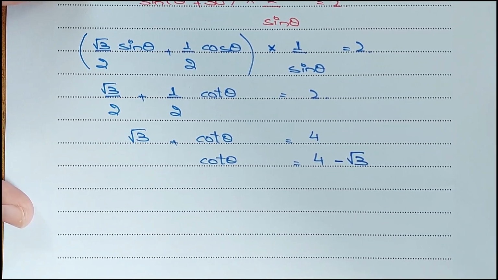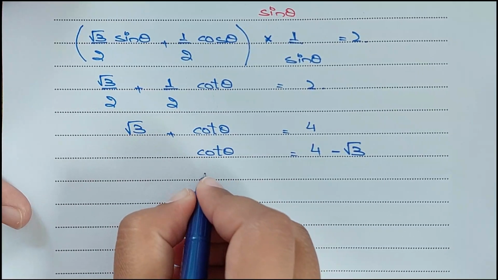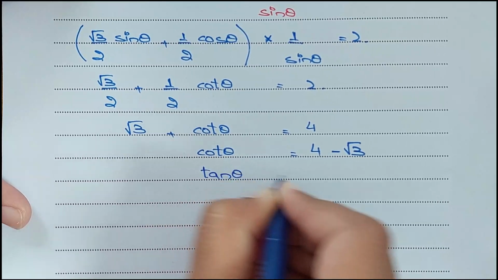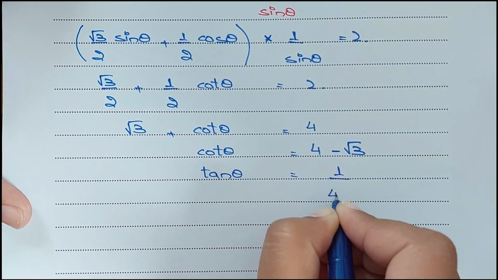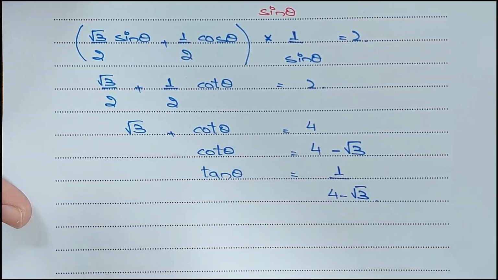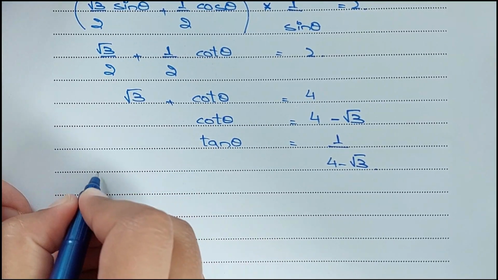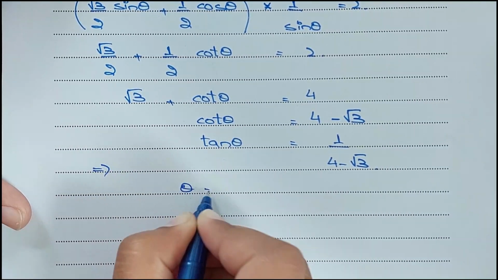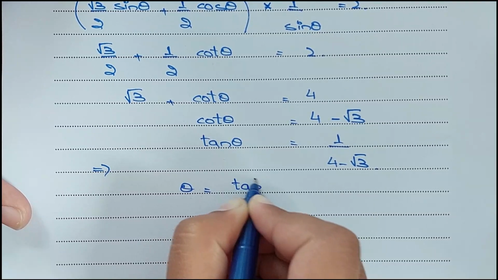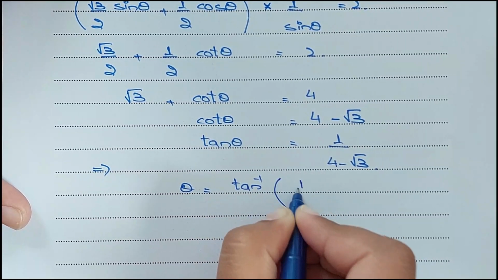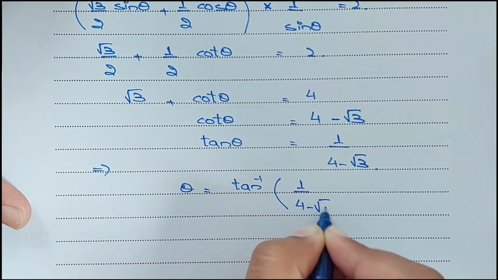If I take the reciprocal to make it tangent, then tan θ is 1 over (4 minus √3). Now let me solve for θ. So θ should be the inverse tangent of 1 over (4 minus √3).